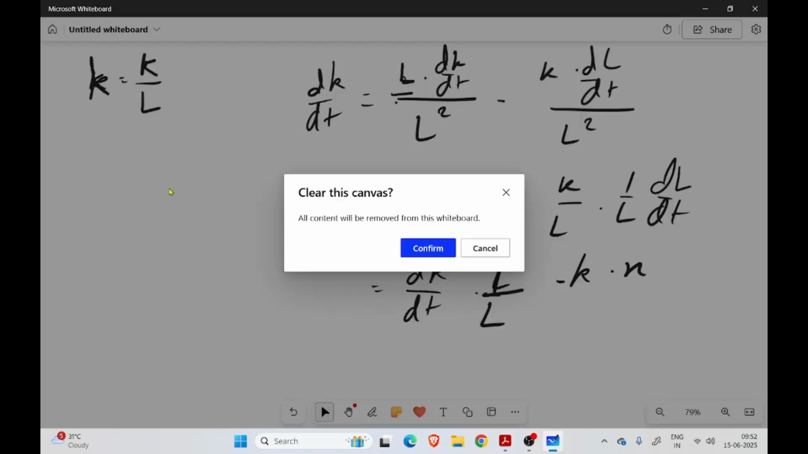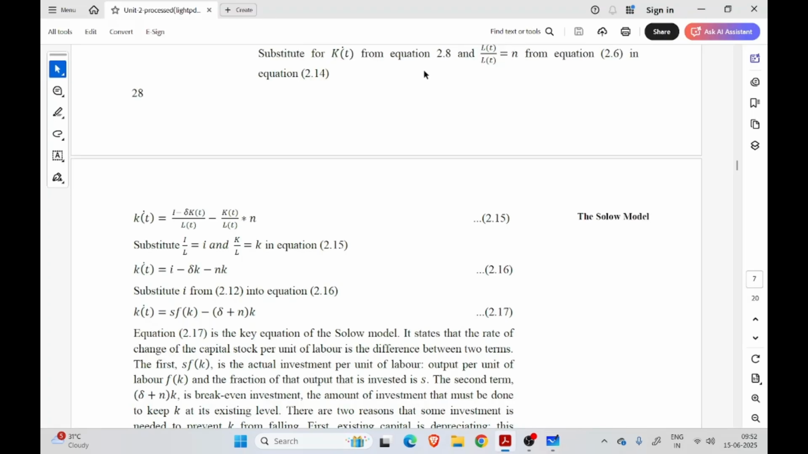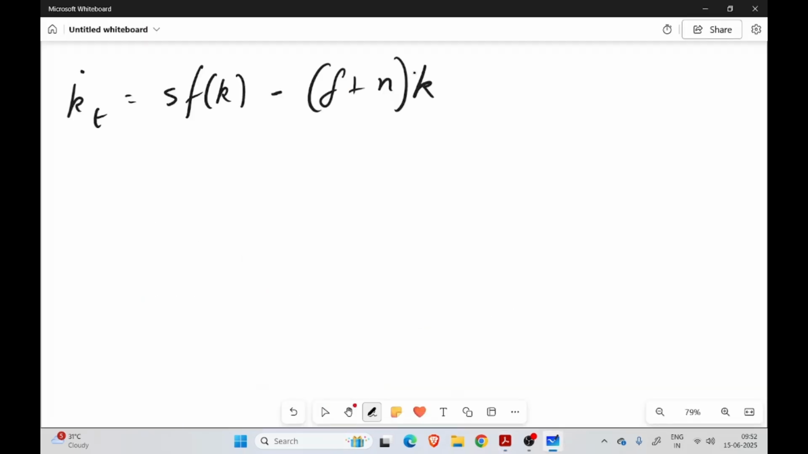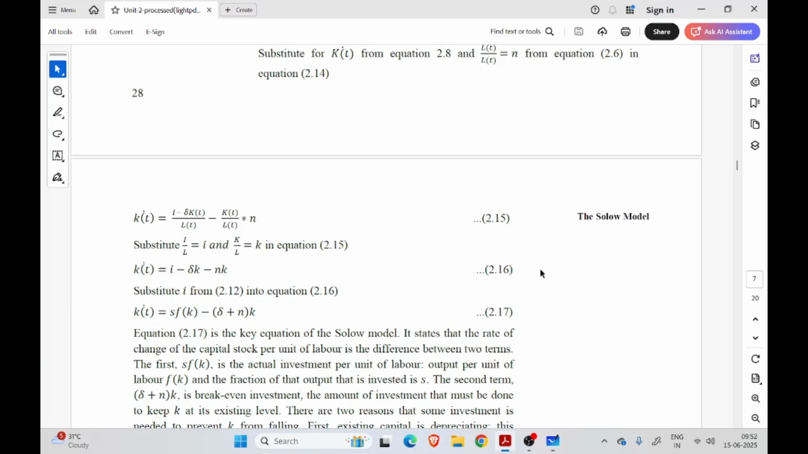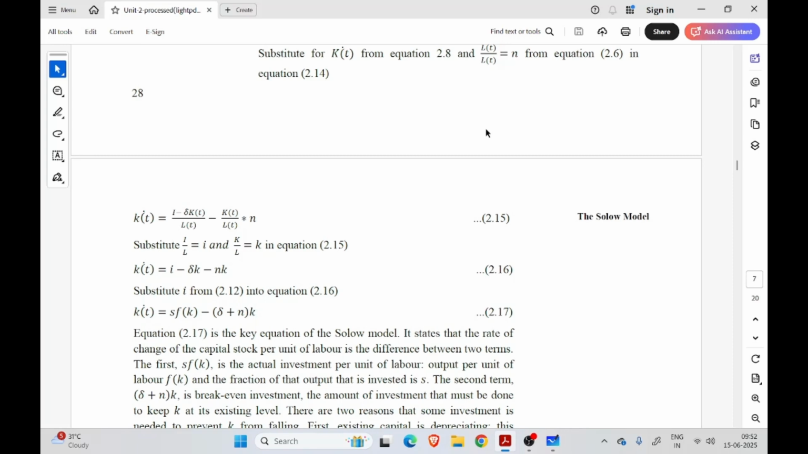Let us write the equation down. The equation is k dot t equal to s f(k) minus (delta plus n) into k. So this is the main equation. The change in capital per unit labor is equal to s f(k) minus (delta plus n) k. You have to remember this equation for the UGC NET exam, because whatever question comes, you can mostly solve it from here, regarding steady state growth path at least.